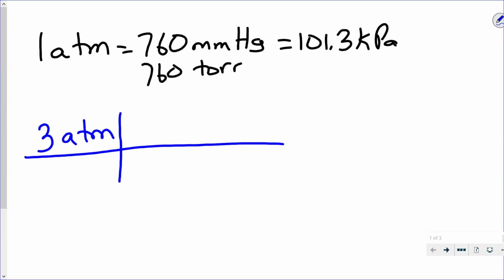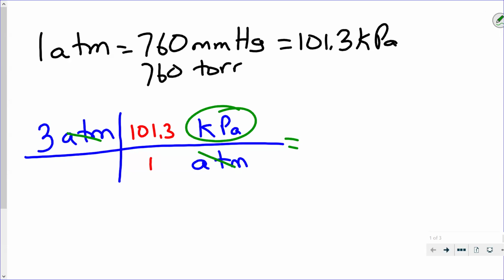The unit on the top left is ATM, so I need to put unit top, bottom right ATM. I am converted to kPa this time, so kPa goes on the top. Now I can look at, okay, there's 1 atmosphere. That's the number in front of atmospheres, and 101.3 kPa. The units of atmospheres drop out, and you're left with kPa. So if all you do is multiply what's on the top, divide what's on the bottom, you are correct when you say multiply 3 times 101.3 gets you the answer.